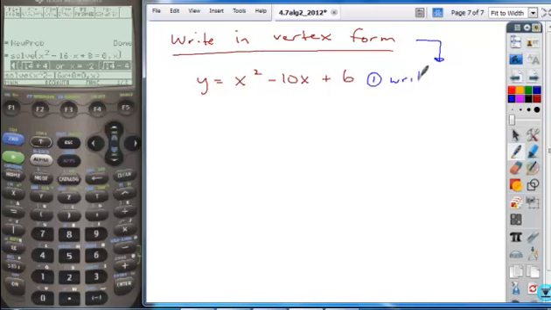The first thing that you're going to do is write the equation in the form of x squared plus bx.